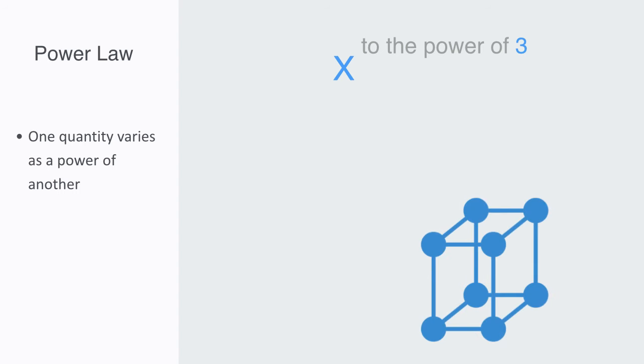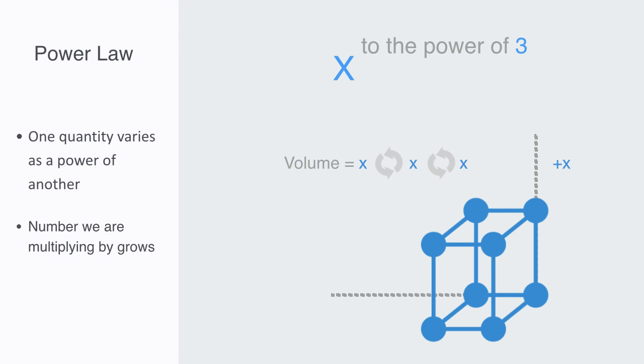A cube with side lengths of a will have a volume of a cubed, and thus the actual number that we are multiplying the volume by grows each time. This would not be the case if there was a simple linear scaling, such as the volume being 2 times the side length. Another example from biology is the nonlinear scaling within the metabolic rate versus size of mammals.